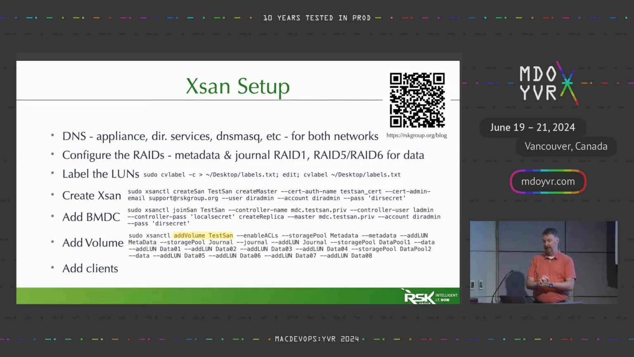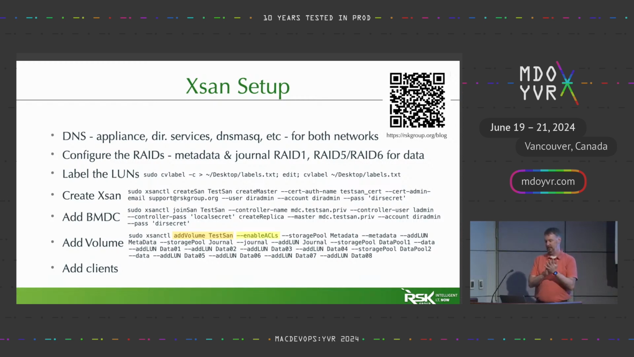And then now we can add our volume. This one I will take a little bit of time on. First step, first part there, that test Xsan, that's the name that the end users will see on their clients. So we want to make this descriptive, useful, appropriate, etc.